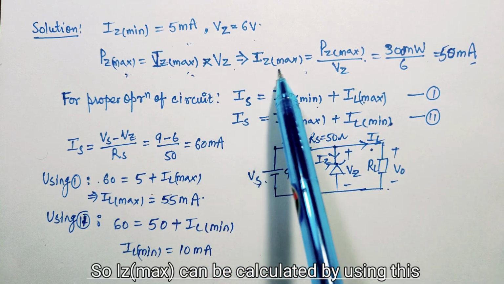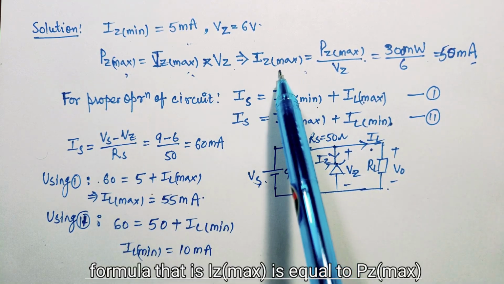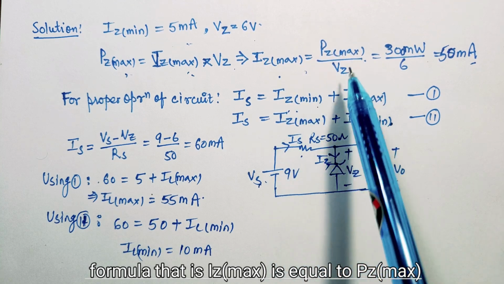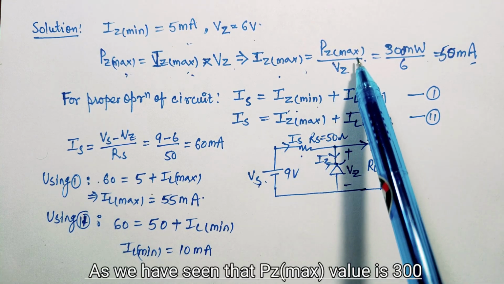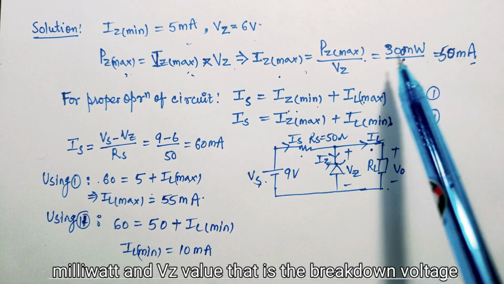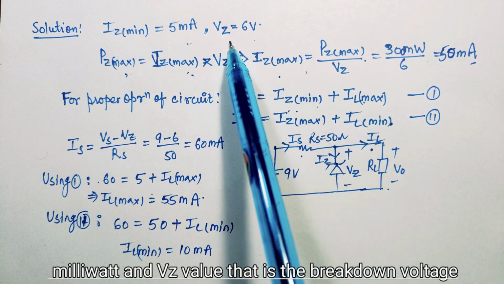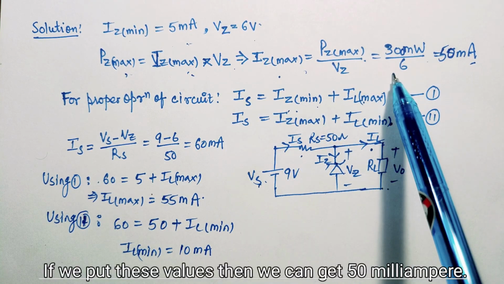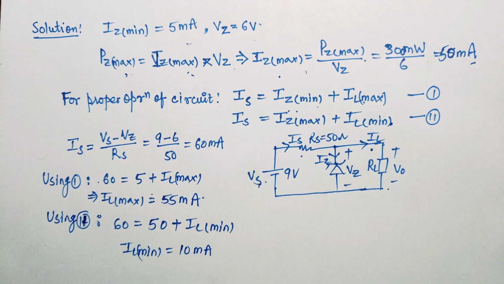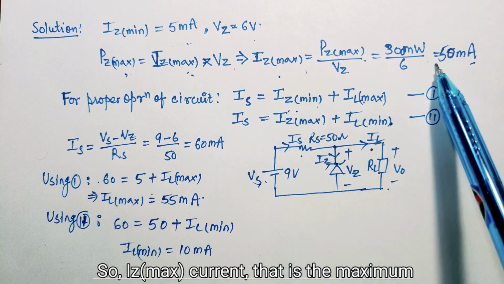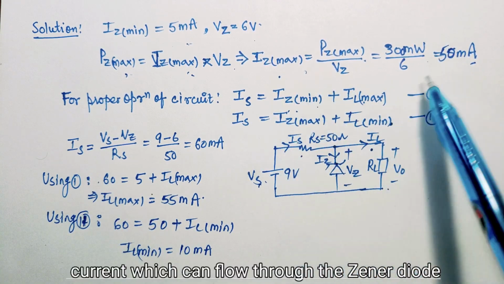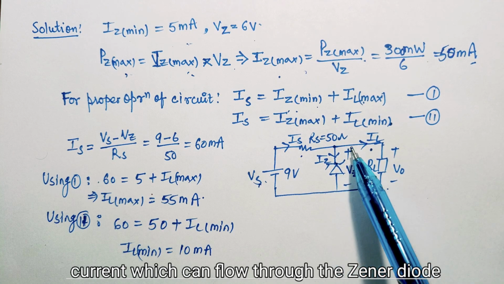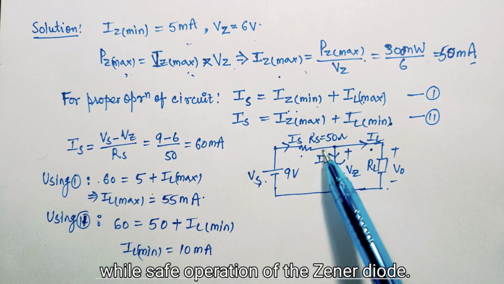So Iz max can be calculated using the formula Iz max is equal to Pz max upon Vz. As we have seen, the Pz max value is 300 milliwatt and the Vz value, that is the breakdown voltage of this zener diode, is 6 volt. If we put these values, we get 50 milliampere. So Iz maximum is the maximum current which can flow through this zener diode for its safe operation.